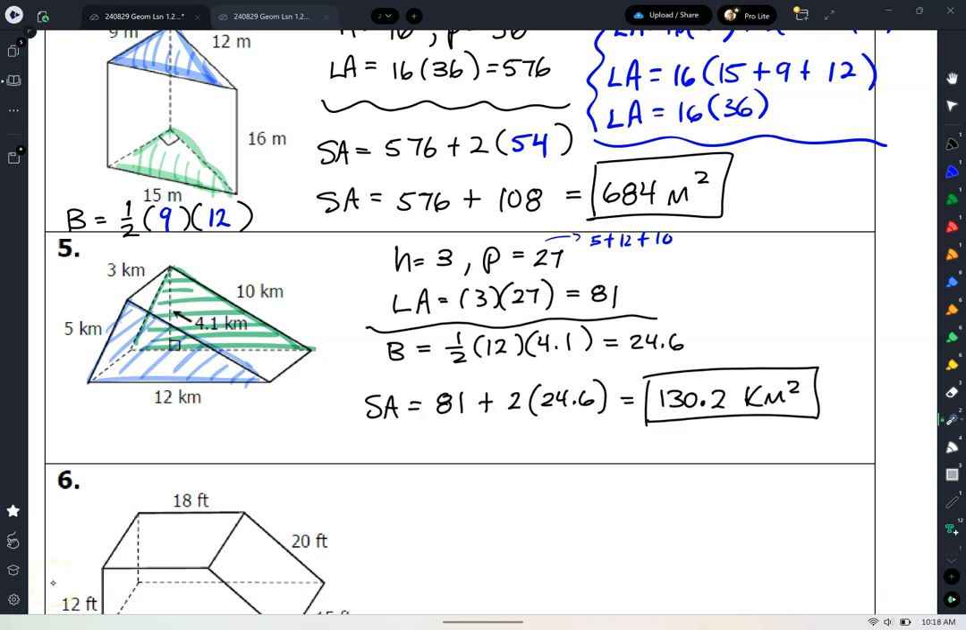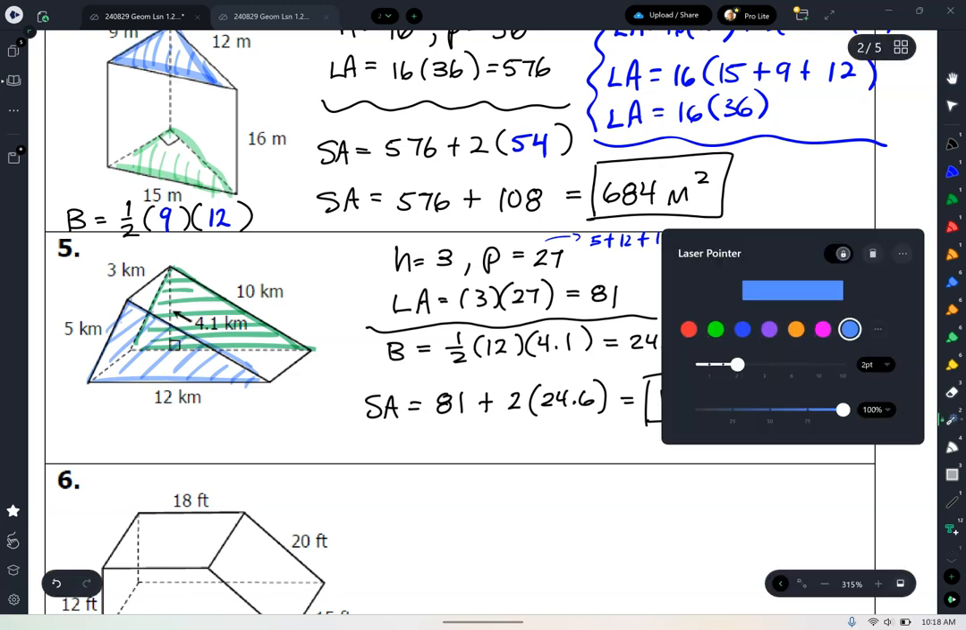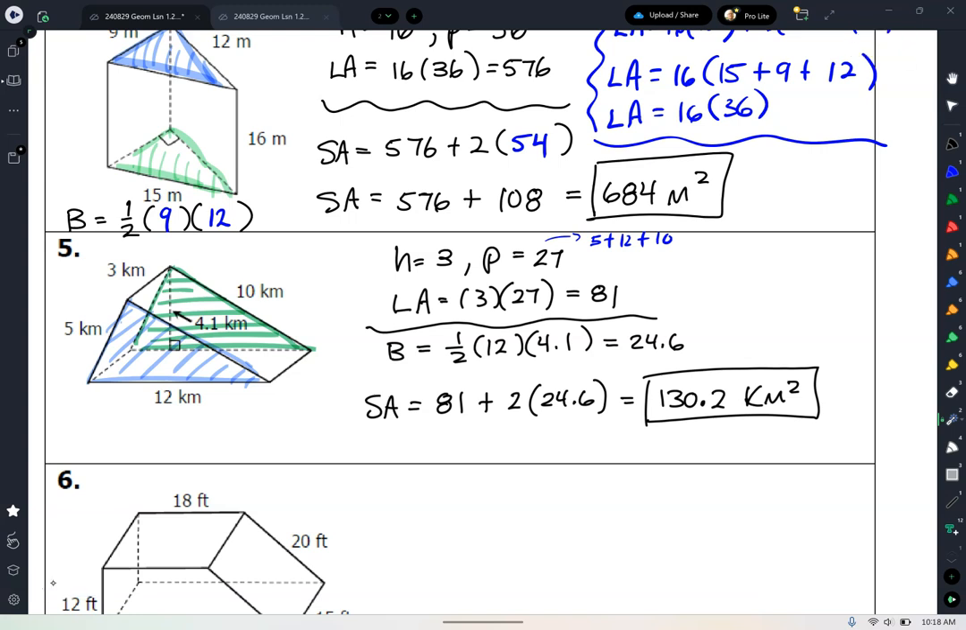Here is our answer. 130.2 kilometers squared. How many people got that right? Let me see. Good. No, you didn't? Okay. Can you figure out where you went off the tracks to not get that? Take a look. Oh, I didn't buy the base area. Okay, there you go. Wait, can you say it out loud? Say what out loud? Me out loud or somebody else? That's a great question. I want you to see if you can figure that out. If you can't, then bring me your paper and I'll help you figure it out, okay?